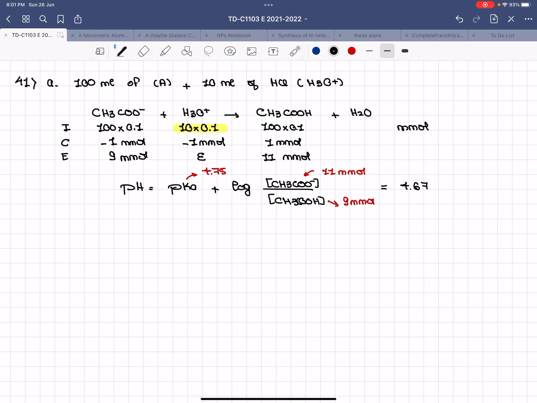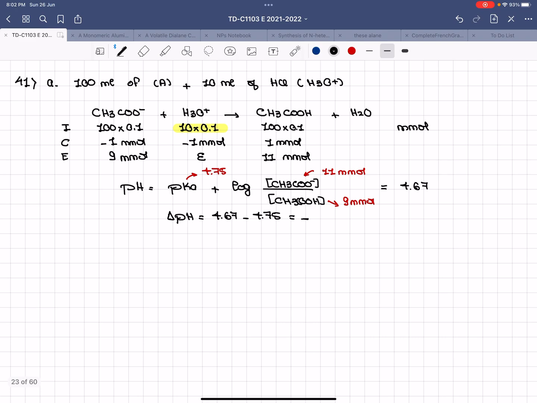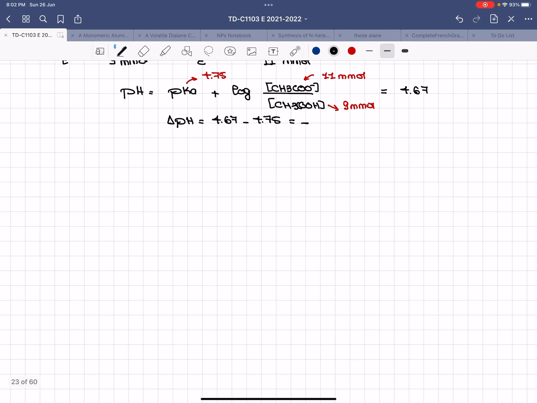Okay? You can find the change, which is delta pH. It is basically 4.67 minus 4.75. Delta pH doesn't have to be negative or positive. Negative will only tell you it's going into the acidic region. Positive will tell you it's going into the basic region. That's it. And it's getting more acidic or more basic because this is already in the acidic region. Okay, that's part A.